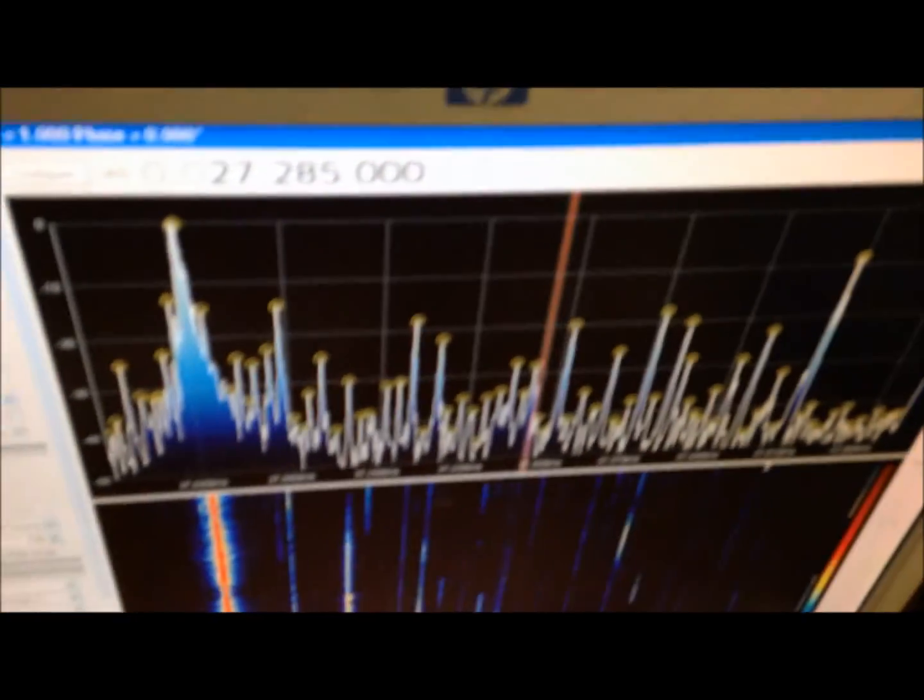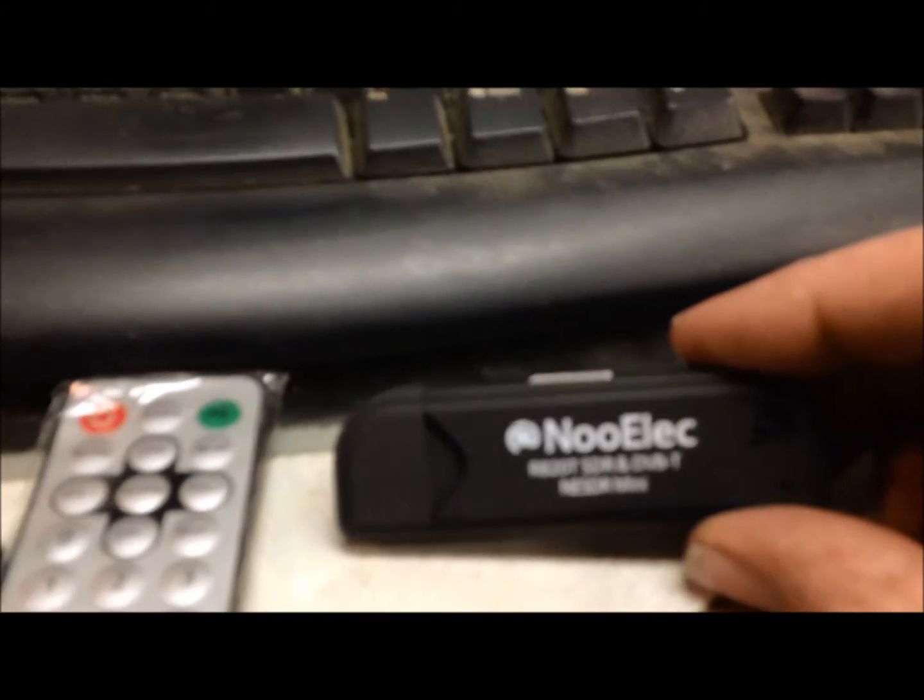But basically, I'm running CB on my computer. And I'll give you a demo of it in action here in a second. But let me give you a little clue of what we got working here. Basically, it's this little dongle. Plugs into your computer. Little port here on the side is for the antenna.